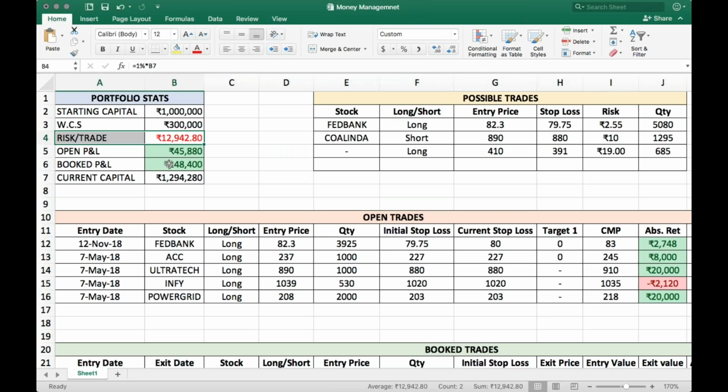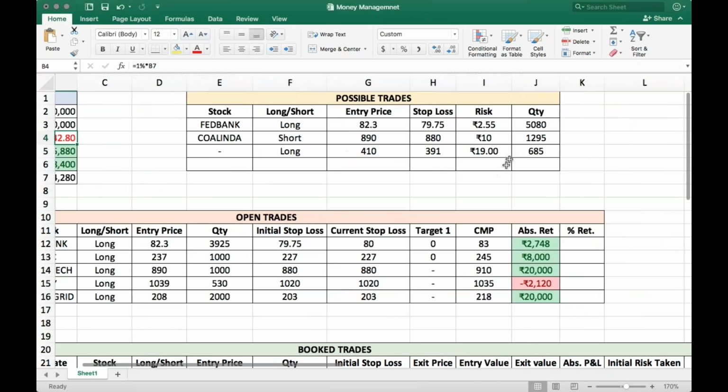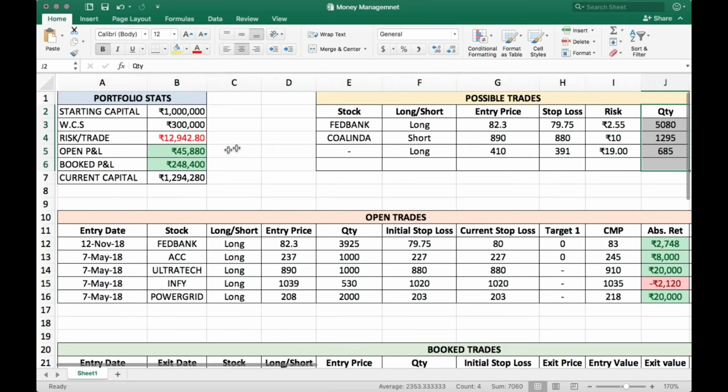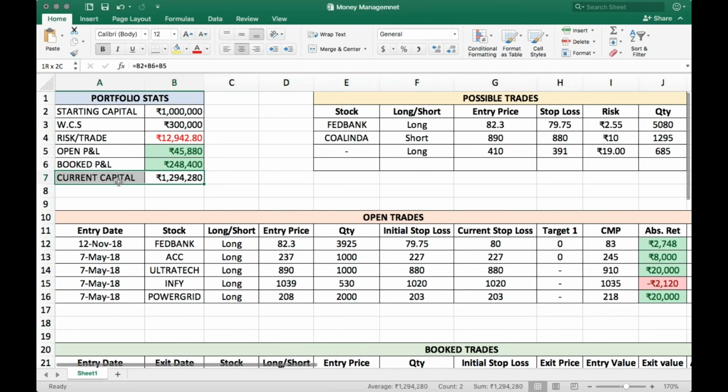Why? Because I have turned my 10 lakhs to close to 13 lakhs. I have made almost 3 lakhs from the market. I have some extra capital now. Can I increase my risk? Of course you can increase your risk. So this 10,000 comes close to 12,900. So this 12,900 will lead to a greater quantity here. Your quantity will automatically reflect here. This quantity will automatically increase based on this.